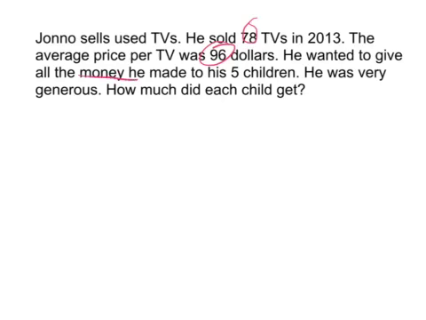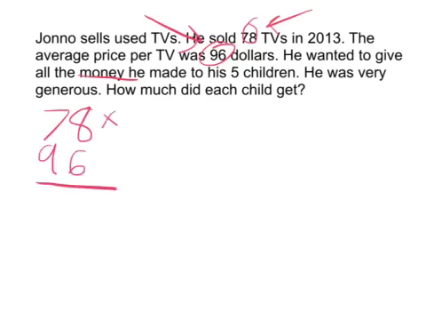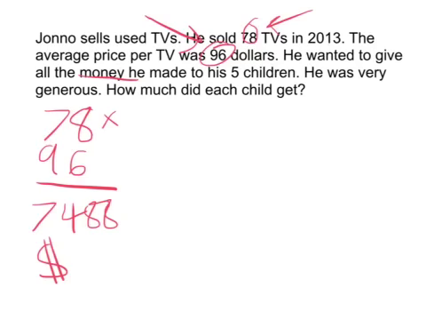Well, let's work out how much money he made first, okay? And that sum is, of course, going to be here, the 78, because he sold 78 televisions, times 96, because he sold them for $96 each. So you've got to work out that. 78 times 96, okay? And once again, that's pretty tricky, but you know how to do that. I'm not going to show you here how to do that. The answer is $7,488. Okay, so that's how much money he's made.